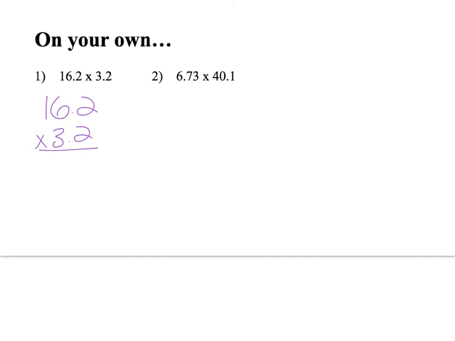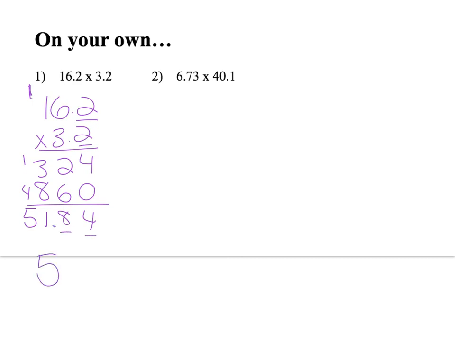16 and 2 tenths times 3 and 2 tenths. 2 times 2 is 4. 6 times 2 is 12. Carry your 1. 1 times 2 plus 1 is 3. Placeholder, 6. 18. Carry your 1. 1 times 3 is 3. Plus 1 is 4. Add. And you have 1, 2 digits behind the decimal, 1, 2 here. Your answer is 51 and 84 hundredths.